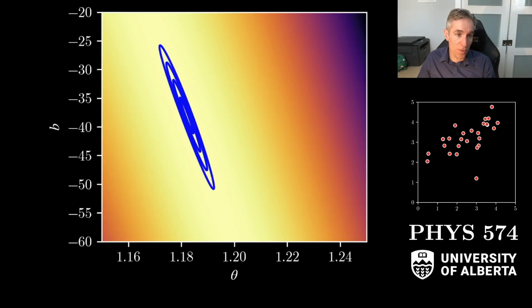I'll just show briefly what it looks like. We get a very narrow possible range here for the angle and an offset here.